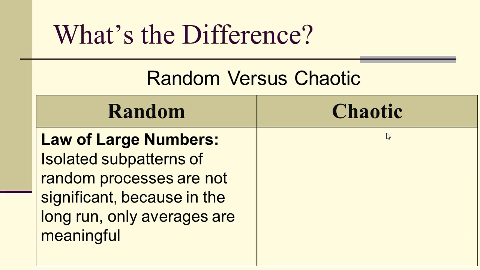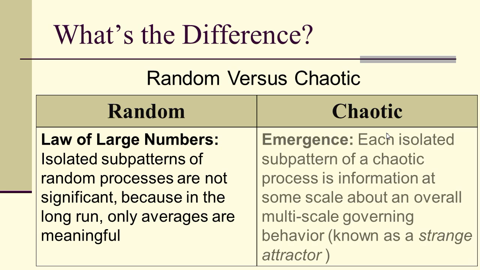Randomness follows the law of large numbers. Isolated subpatterns are not significant because in the long run, only averages are meaningful when you're working with randomness. In chaos, each isolated subpattern of a chaotic process is information at some scale about an overall multiscale governing behavior known as a strange attractor.